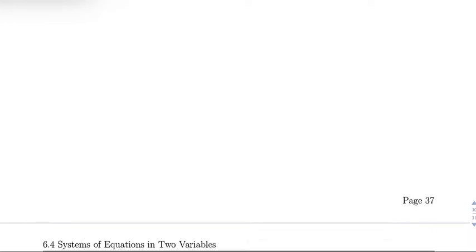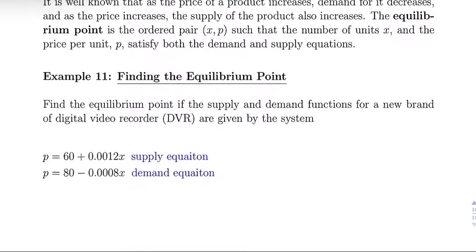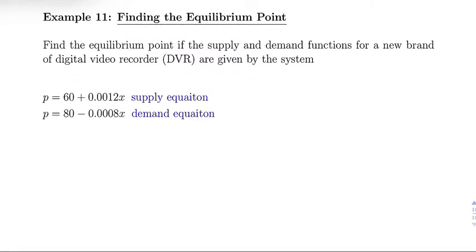And then for our last example, it is well known that as the price of a product increases, the demand decreases, and as the price increases, the supply increases. So the equilibrium point is an ordered pair x comma p, such that the number of units x and the price per unit p satisfy both the demand and supply equations. So in this example 11, we want to find the equilibrium point if the supply and demand functions for a new brand of DVRs are given by the system.